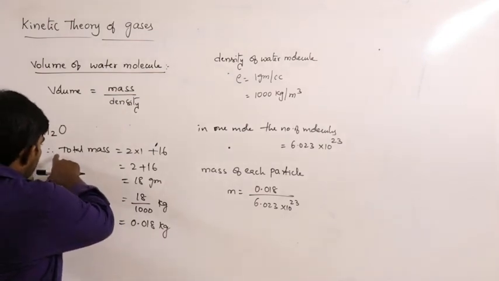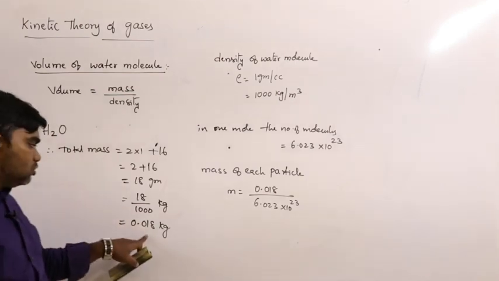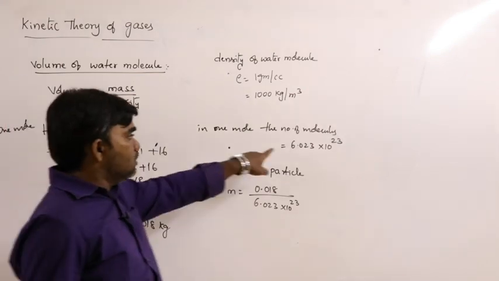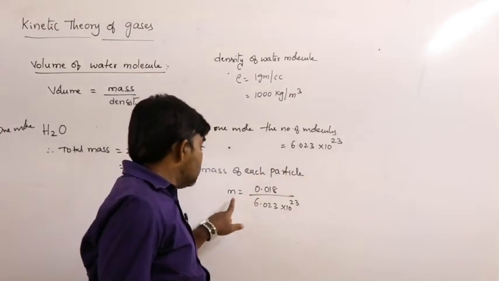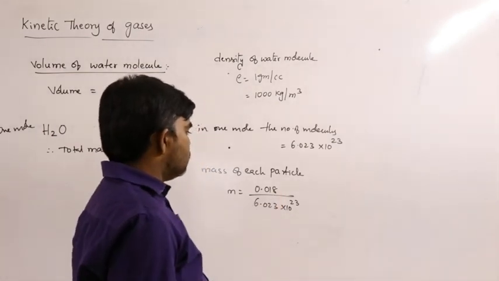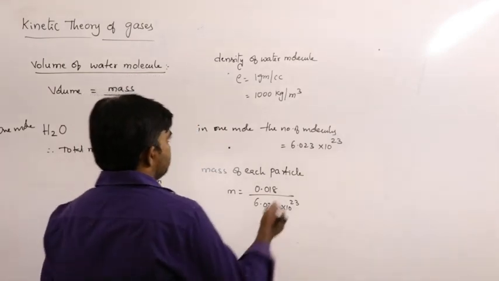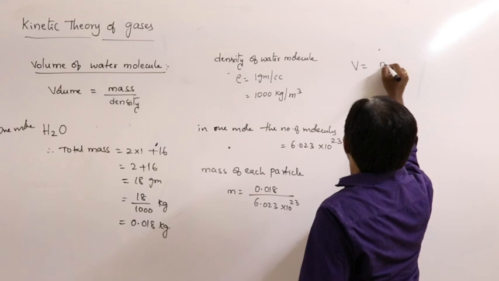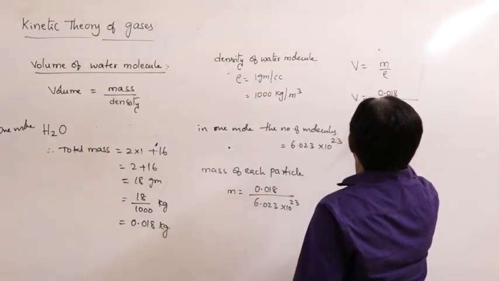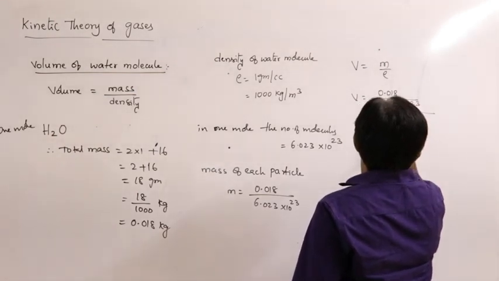So this is the molecular weight of 1 mole of the water molecule, 0.018 kg. How many number of molecules in 1 mole? So this is Avogadro number. Then the mass of each particle is equals to 0.018 divided by 6.023 into 10 to the power of 23. So now then volume can be written as mass by density. Mass is 0.018 divided by 6.023 into 10 to the power of 23 divided by 1000.